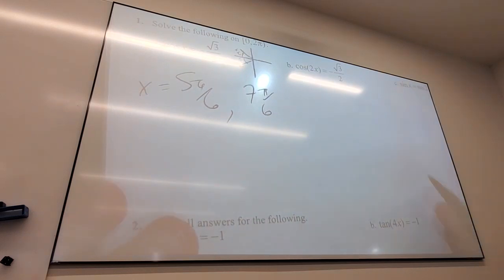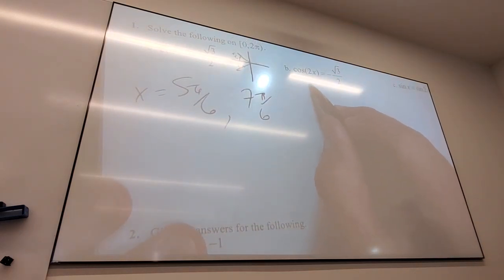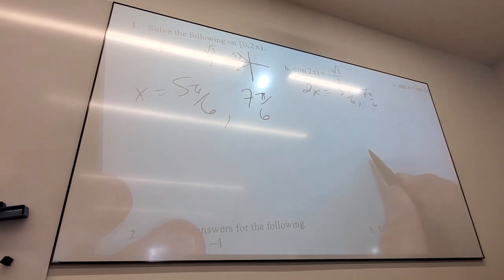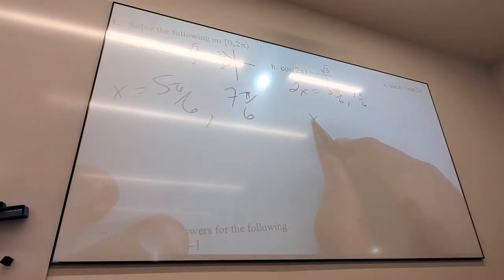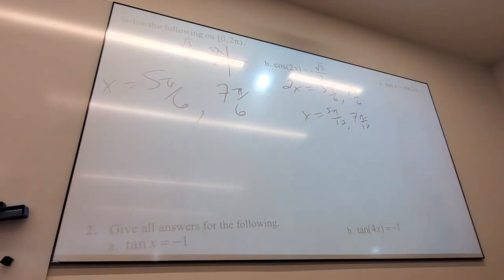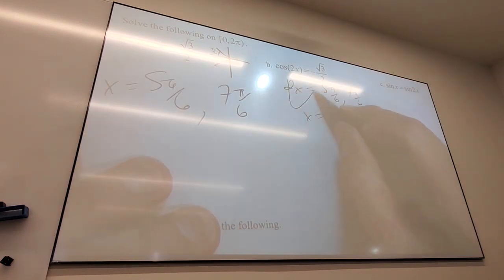Now, some of you did beautifully here. You already did the work. You know that this is this. So therefore, x would be 5 pi over 12, 7 pi over 12. Now here's the frustrating thing. You ready? That's not all the answers. Since I'm cutting everything in half, I'm going to pull in more answers than that. So watch this. Here's a good way to do this.